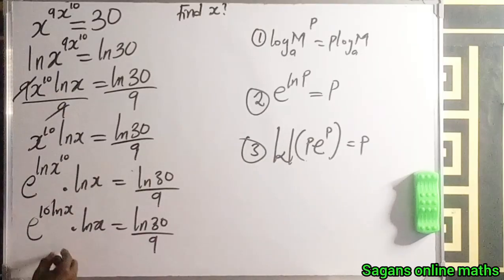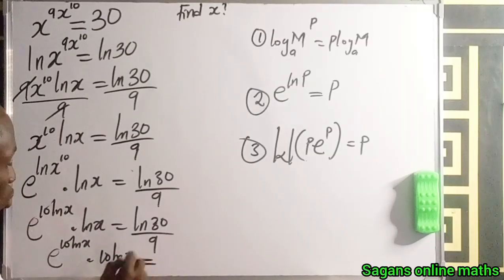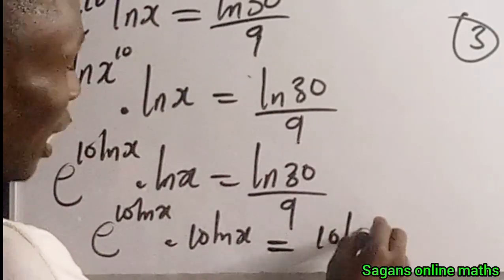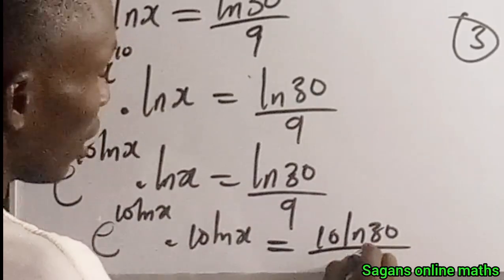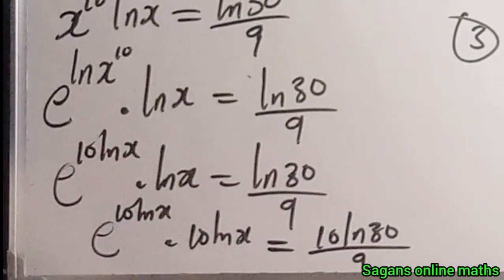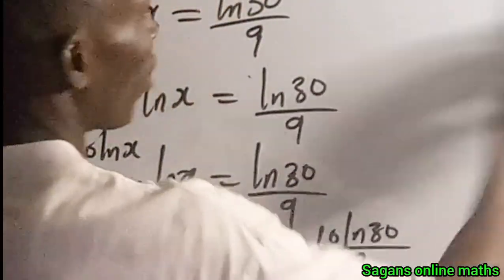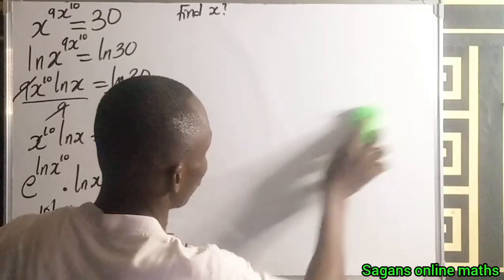So if we do that, we have e to the power 10 ln x, okay, multiplied by 10 ln x equals 10 ln 30 divided by 9. Wow, that's a perfect match. You see, very simple. So let's do that quickly so we can finish up.